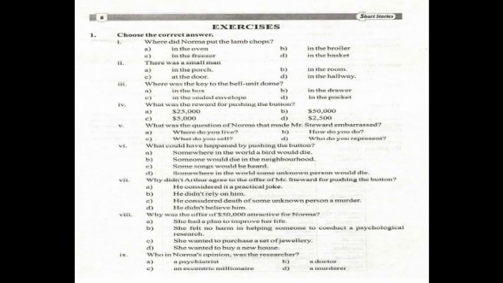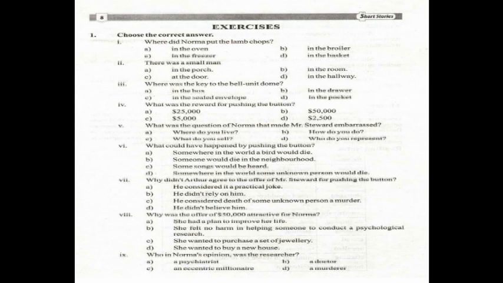Question number 2, there was a small man in A, the porch, B, the room, C, at the door, and D, in the hallway. Option D is correct, so you need to encircle it, in the hallway. Question number 3, where was the key to the bell unit door? Option A is in the box, B in the drawer, C in the sealed envelope, D in the pocket. So the right option is option C, in the sealed envelope.